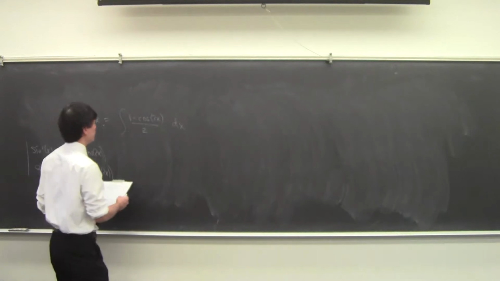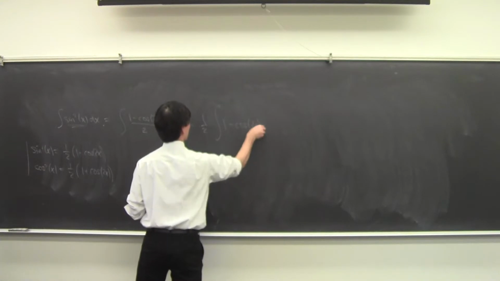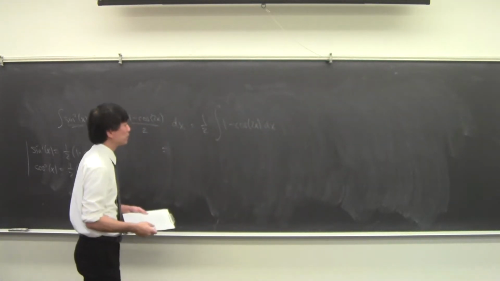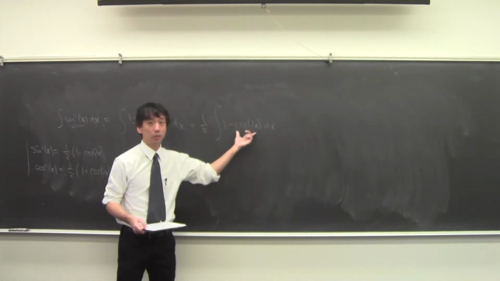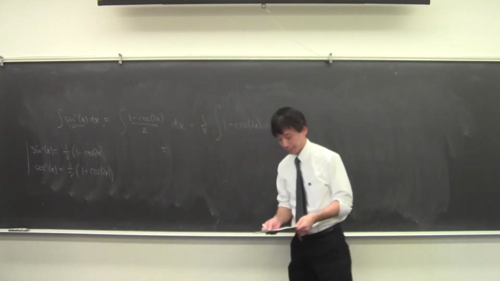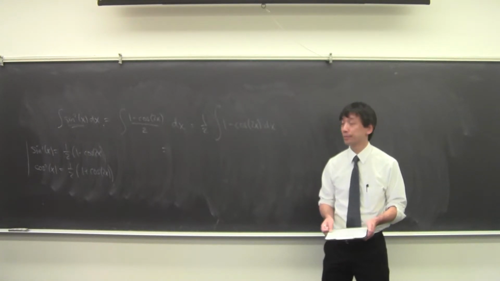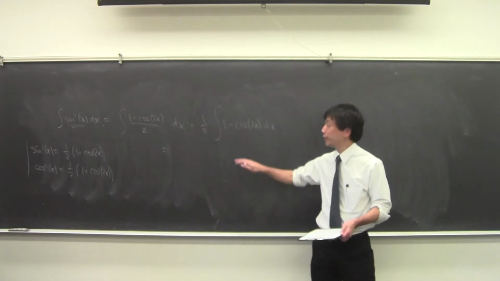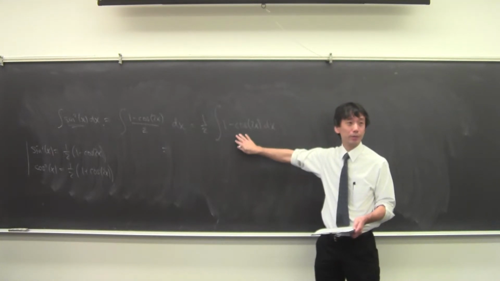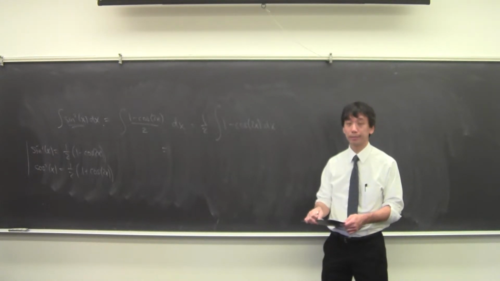So you've got your 1/2 integral of this. Hold on, are you guys still ready? Okay, so take 30 seconds and integrate this, find the antiderivative of 1 minus cosine 2x.